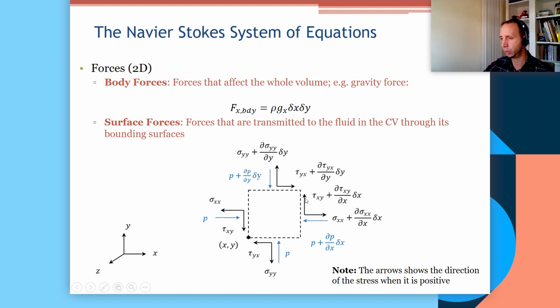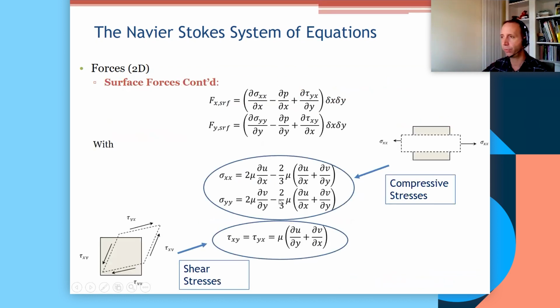We have a shear stress along that direction and along that direction. We've got a compressive stress in the x direction, which we write with sigma xx, compressive stress. And by definition, by convention, they're defined positive if they go outwards. Pressure is in the opposite direction. Pressure always acts onto the fluid inside the control volume. So how do we work with that?